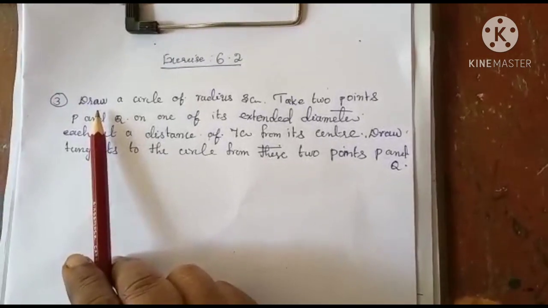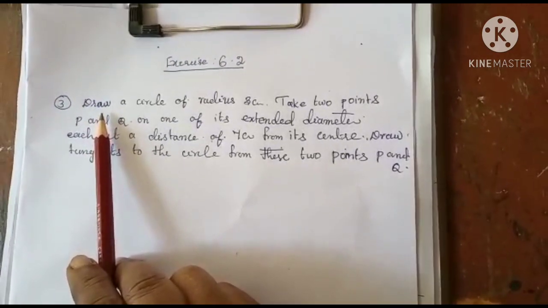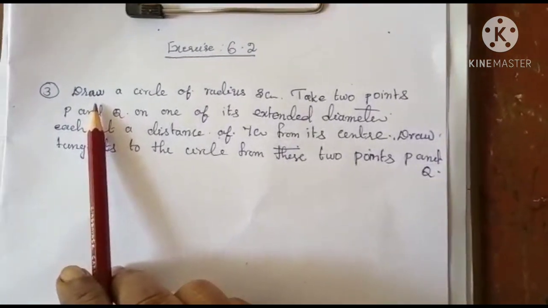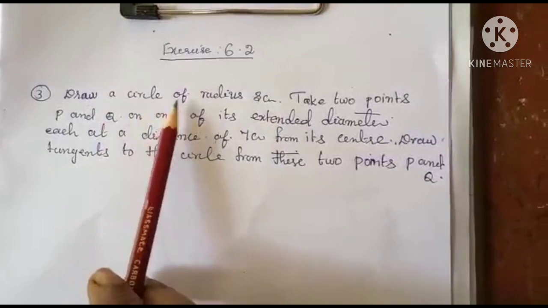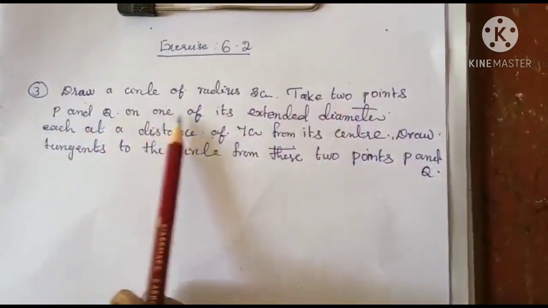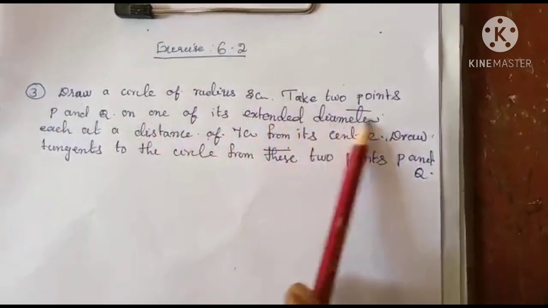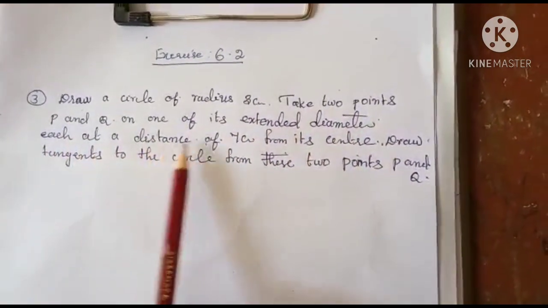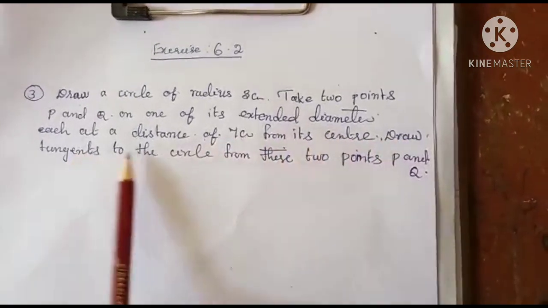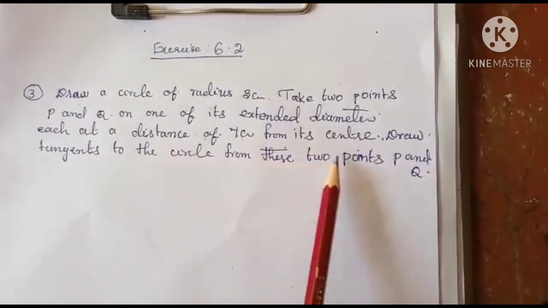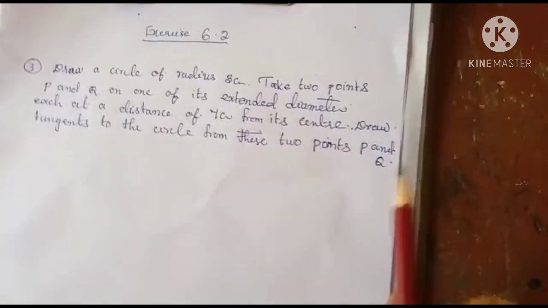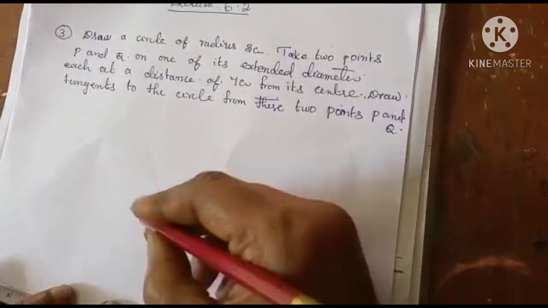Students, continue the construction chapter, exercise 6.2, third sum. Draw a circle of radius 3 cm. Take 2 points P and Q on one of its extended diameter, each at a distance of 7 cm from its center. Draw tangents to the circle from these 2 points P and Q. Start your neat construction.